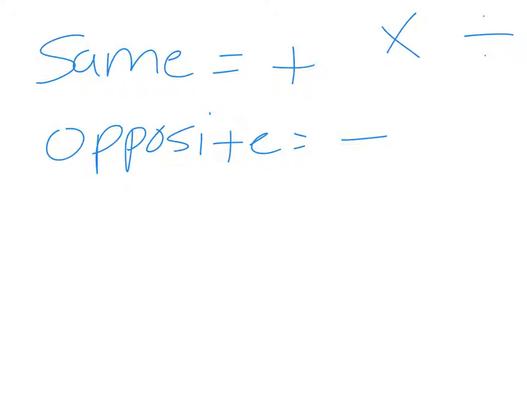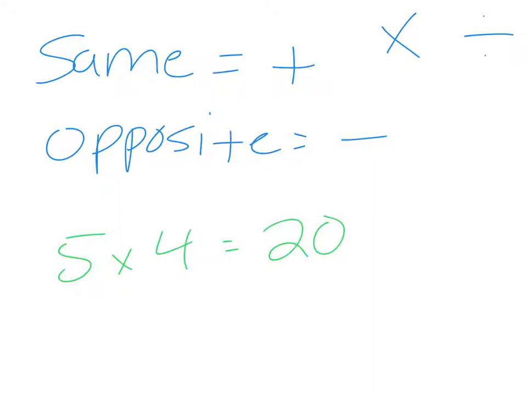The number will always be the same, so this rule doesn't affect the number itself. This rule only determines what our sign is going to be. For example, 5 times 4. 5 times 4 we know will always be 20. But what we just wrote down there is +5 times +4, and our answer is +20 because they are the same sign.